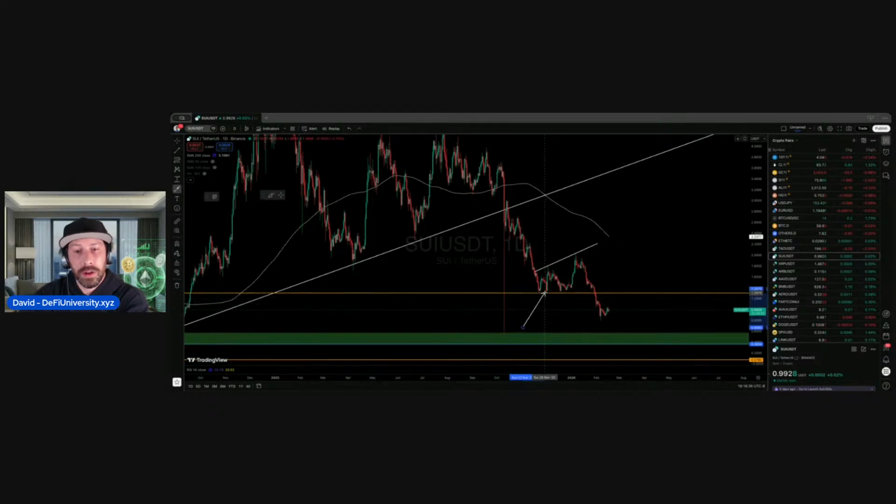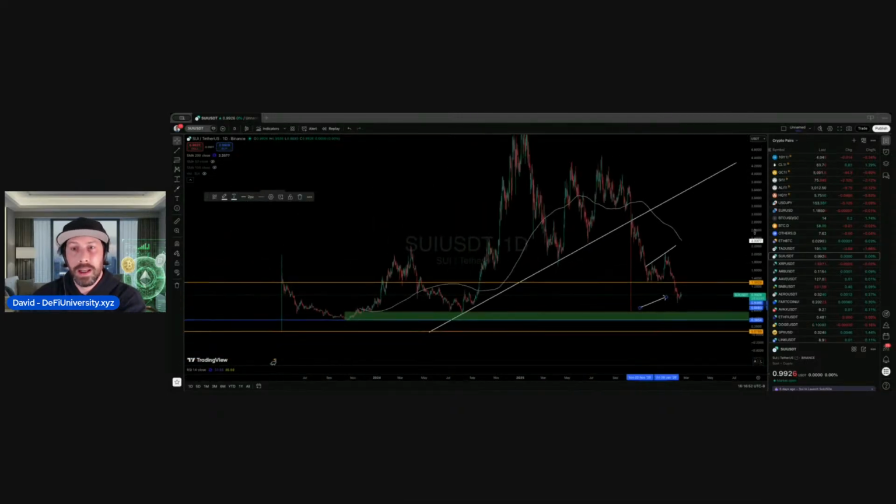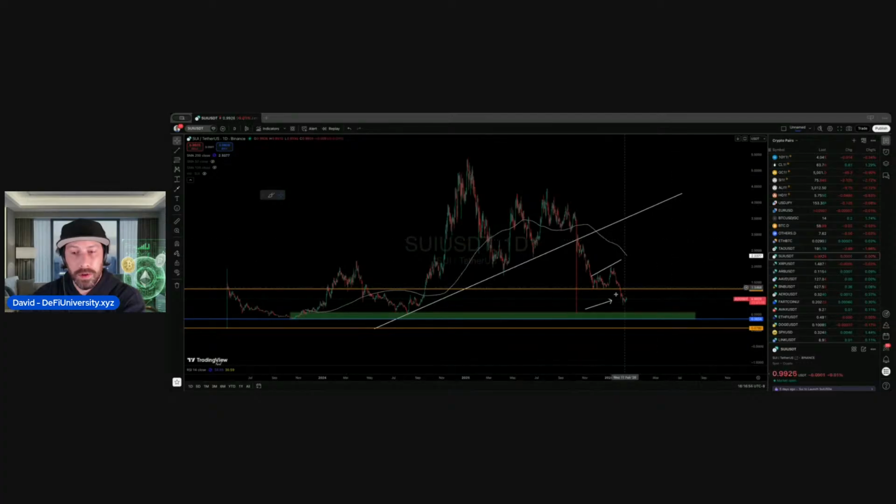One touch, two, three, and then when it broke, this is now significant resistance here. So SUI, perking back up on the upside, but man, I would not be surprised to see this just fail and be down at 58 cents in a hurry. So SUI, I think, could have a future for sure.